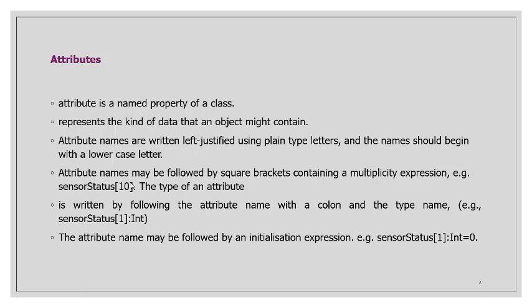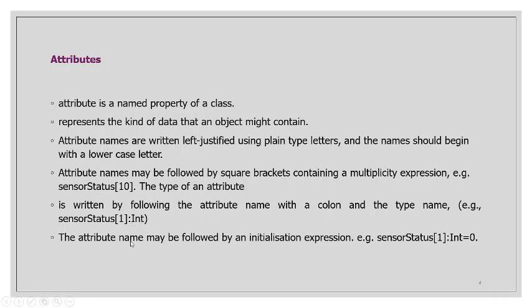Looks like it is an array. The type of an attribute is written as follows. You may write the sensor status, within brackets the number of instances, here 1, and then after a colon, you may give int. Here int means it is the type of this attribute sensor status. That means in programming language we say this is a variable, and the type of this variable is int.